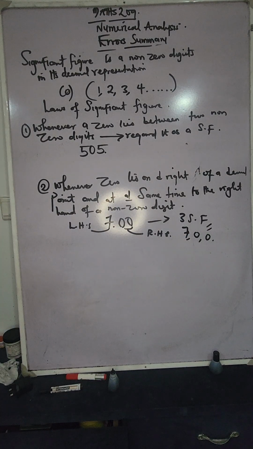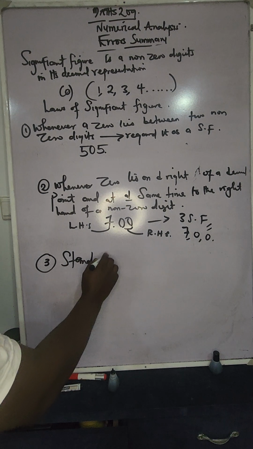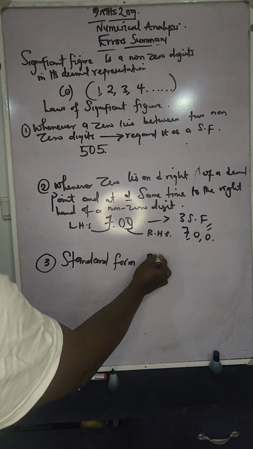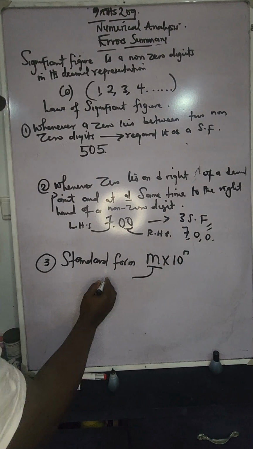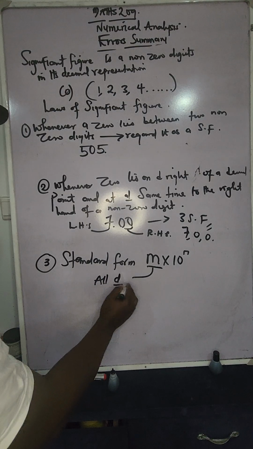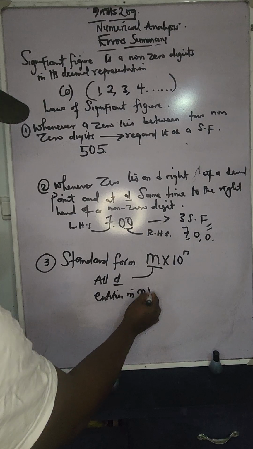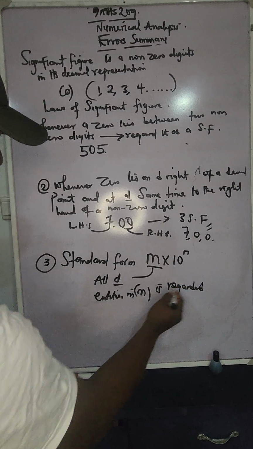Are we there? So as we continue, we now progress and say the third law states that whenever we have standard form, in the sense that m is multiplied by 10 raised to power n, all the entities in m are regarded as what?